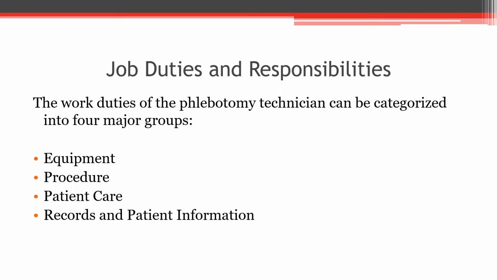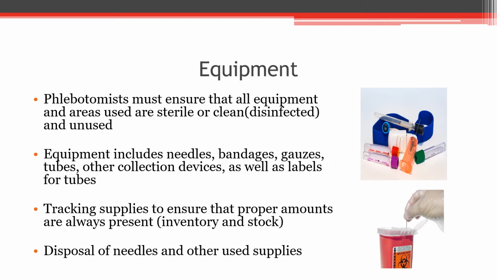The work duties of the phlebotomy technician can be categorized into 4 major groups: equipment, procedure, patient care, records and patient information. Equipment. Phlebotomists must ensure that all equipment and areas used are sterile or clean, disinfected and unused. Equipment includes needles, bandages, gauzes, tubes, other collection devices, as well as labels for tubes. Tracking supplies to ensure that proper amounts are always present, inventory and stock. Disposal of needles and other used supplies.